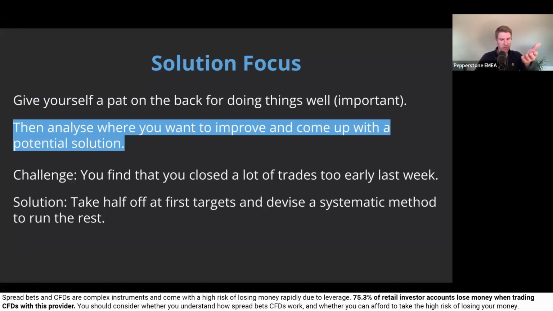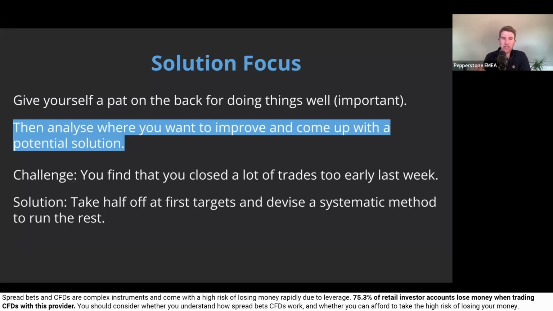And I know the type of trader you are. Generally speaking, the people who get involved in trading are ambitious, are driven, want to succeed and move forward, but we can be slave drivers sometimes. So then you analyze where you want to improve and you come up with a potential solution. And this is where you must be solution focused. So, example, you find you closed a lot of trades too early last week. So you write down the challenge, and rather than just saying to yourself, well, don't close the trades too early, you come up with a solution.